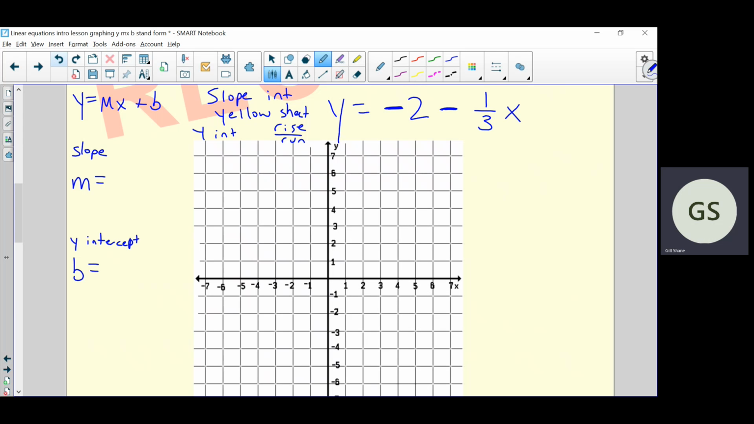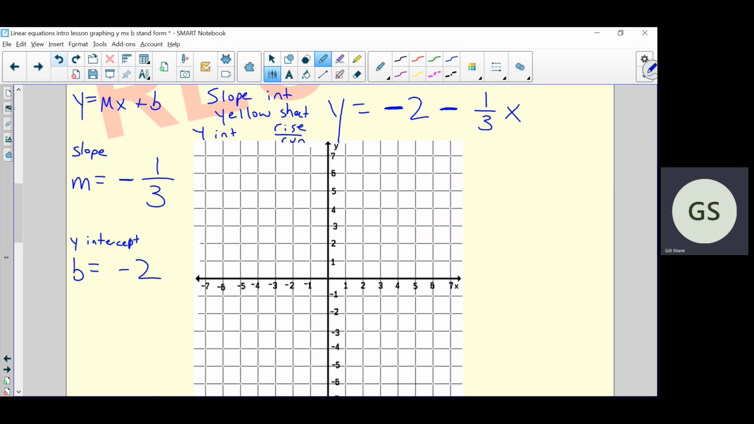So whatever's in front of the x, which in this case is the 1/3, but we need to remember the sign in front of the 1/3 is glued to that 1/3. So we have to write that negative sign in. So that's my slope. The y-intercept is always the number that's by itself, not with the variable x. So there's my slope and my y-intercept. Now I can use the steps on the yellow sheet.